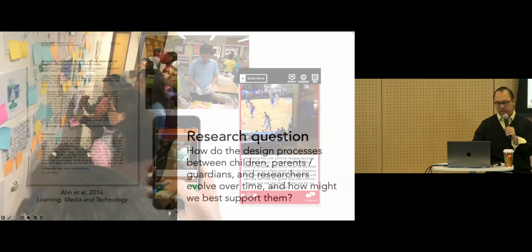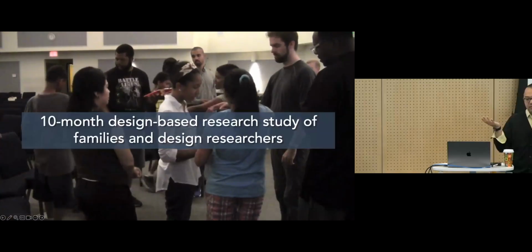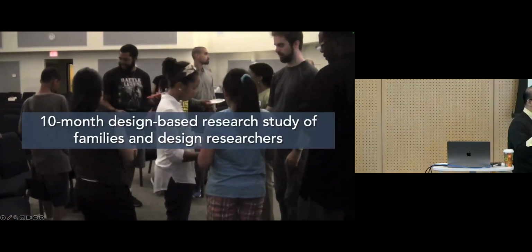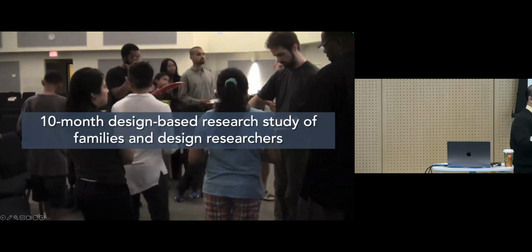So we started working with kids, right? We started asking these design questions. How do we coordinate these things between children, their parents, their guardians, and researchers? How do we connect and create design processes that help us understand how to do this? One of the ways we did this was, this is not Kids Team, but Kids Team Ask, one of the big projects aligned with Kids Team. We did a 10-month design-based research study of families and design researchers.